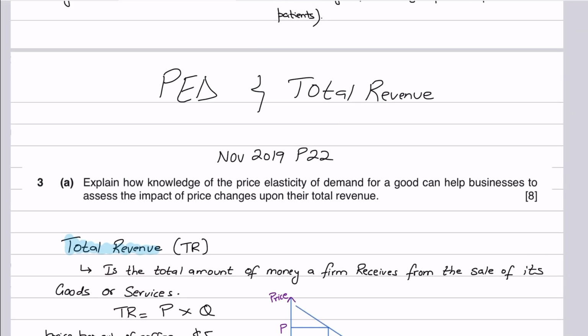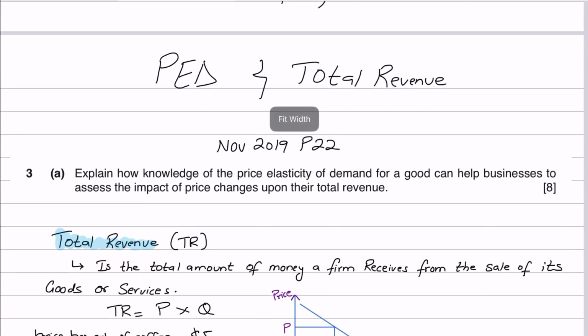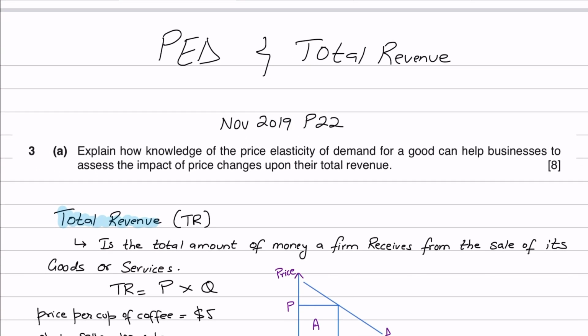Hi guys, welcome back. We are starting with price elasticity of demand and total revenue, which means the link between total revenue and PED and how PED could influence the total revenue after price adjustments.